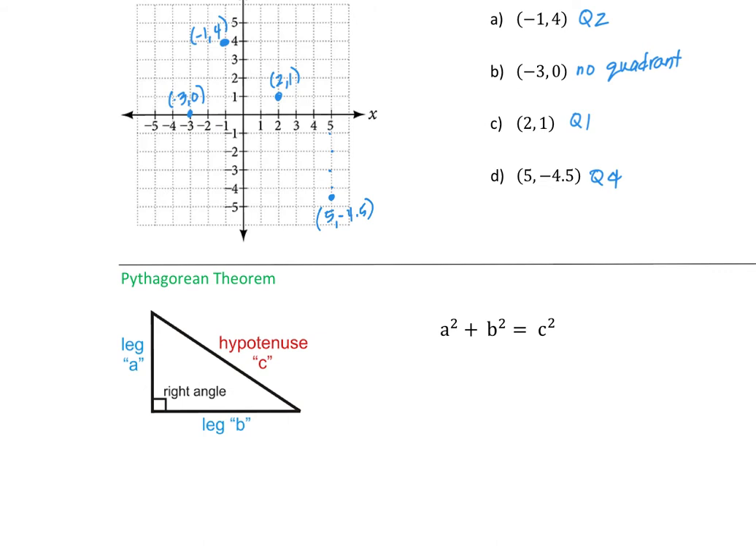The next property we're going to look at involves the distances between 2 points. If we look on our graph, and I look at the distance between the point 2, 1 and 5, -4.5, I can drop a right triangle, and the longest side would be the distance between the 2 points. So that longest side in a right triangle is called our hypotenuse.